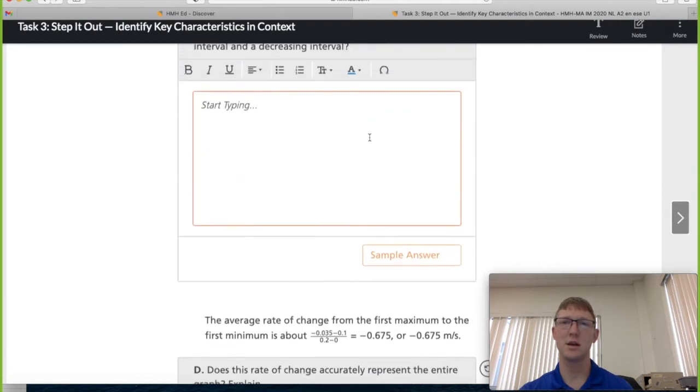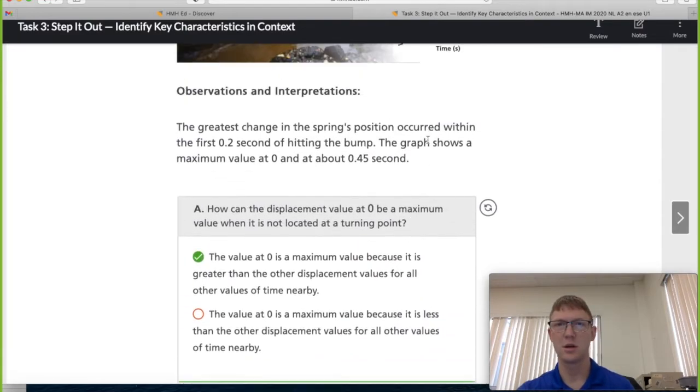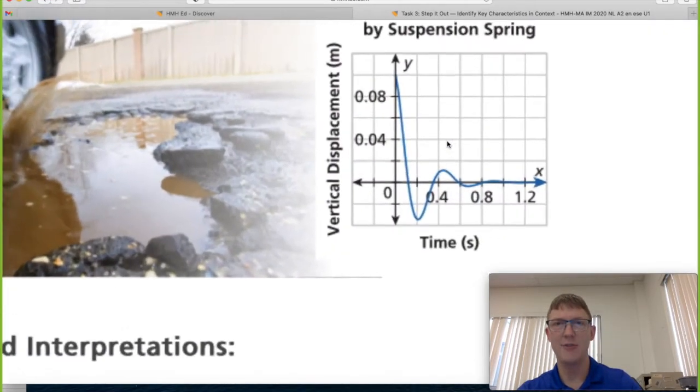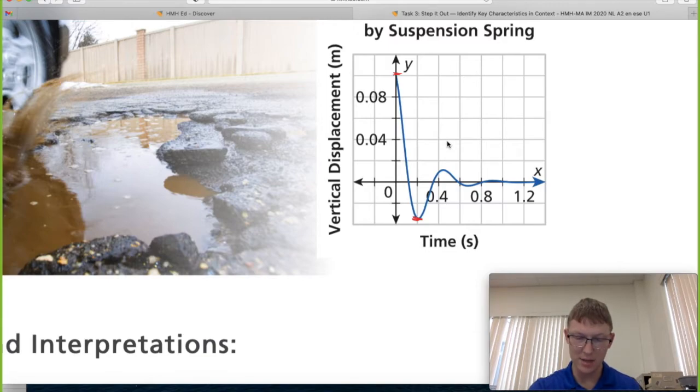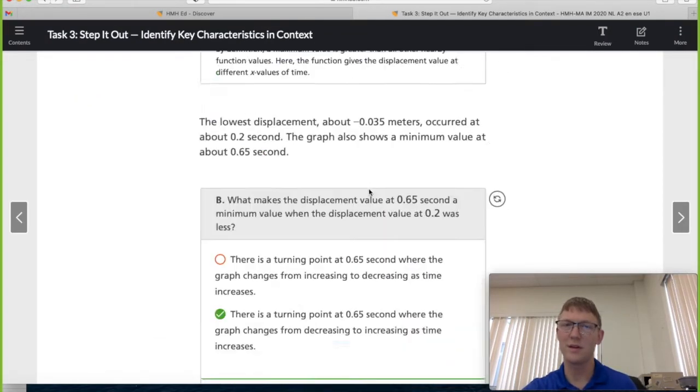So what they're saying there is we took the average rate of change of just this fall right there, and then we didn't take into account that there's an increase here, another decrease, another increase, another decrease, and then it probably levels off because that's what a suspension is supposed to do. So that's all that's saying right there.